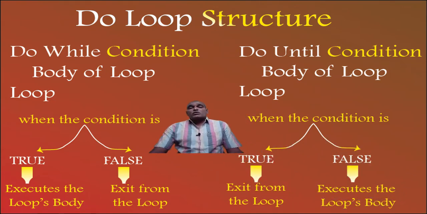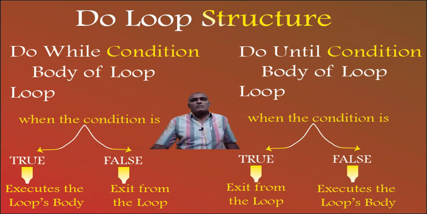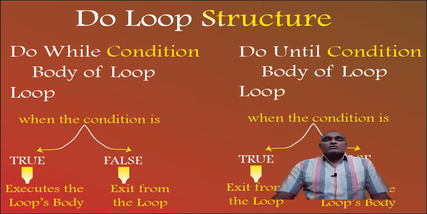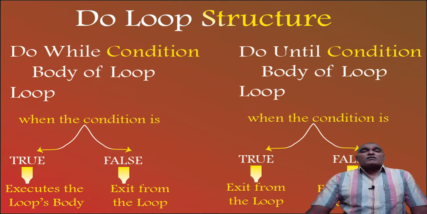Coming to the do until loop, if the condition is true, then the application exits from the loop. If the condition is false, then it keeps on executing the procedure. The only difference between the do while loop and the do until loop is satisfying the condition. So this is the difference between the do while loop and the do until loop.